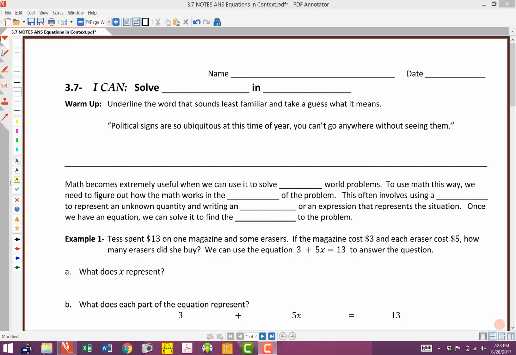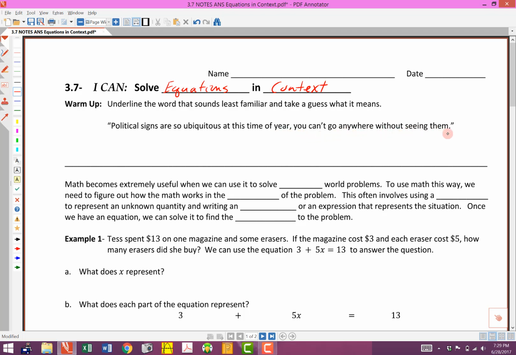So last section in this unit on solving equations, and the I can statement for this section is I can solve equations in context. And we've used that word before, but as a warm-up and as a reminder, we're going to read this statement right here and figure out which word sounds least familiar and then take a guess at what it means. So it says political signs are so ubiquitous at this time of year you can't go anywhere without seeing them.